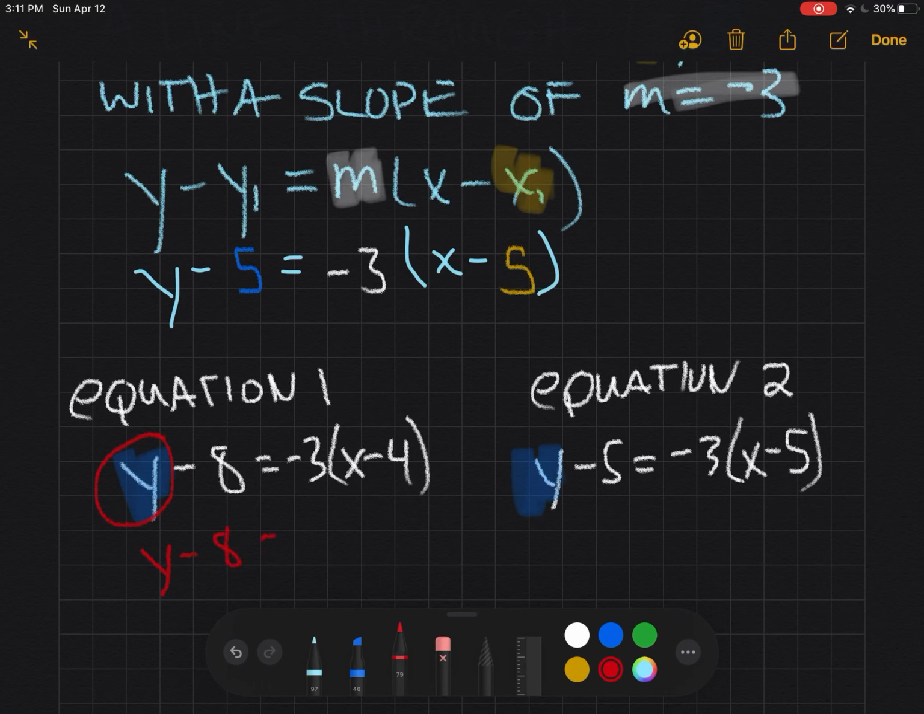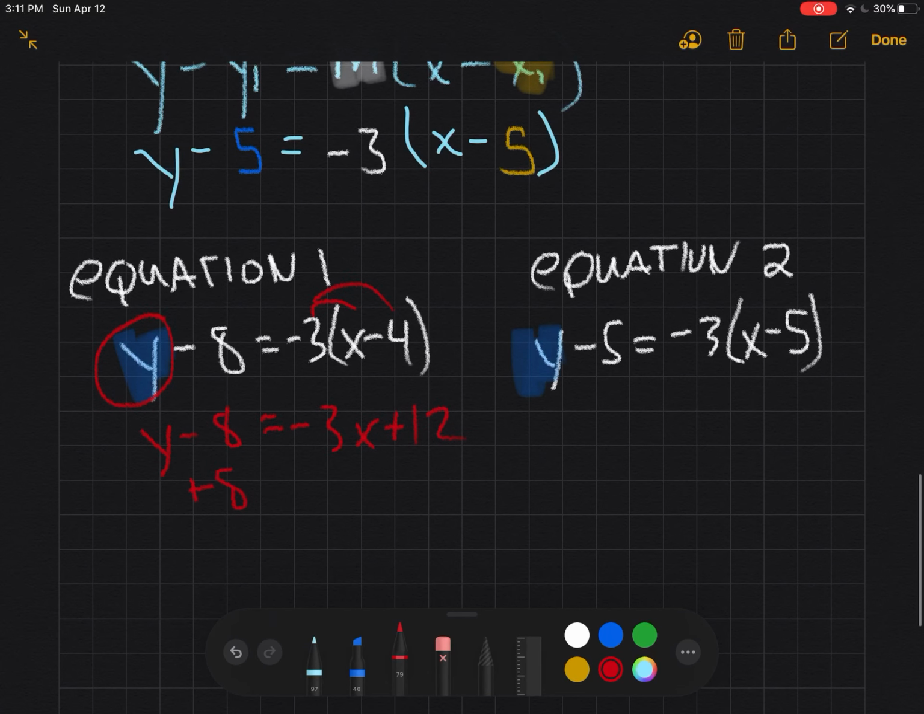Okay, so I'm going to solve these equations for y. That means I want to get y by itself on one side and everything else on the other side of the equal sign. So first, I'm going to say y minus 8 equals, and I'm going to distribute this -3. That's -3x plus 12. Then I'm going to add 8 to each side. And I have y equals -3x plus 20.